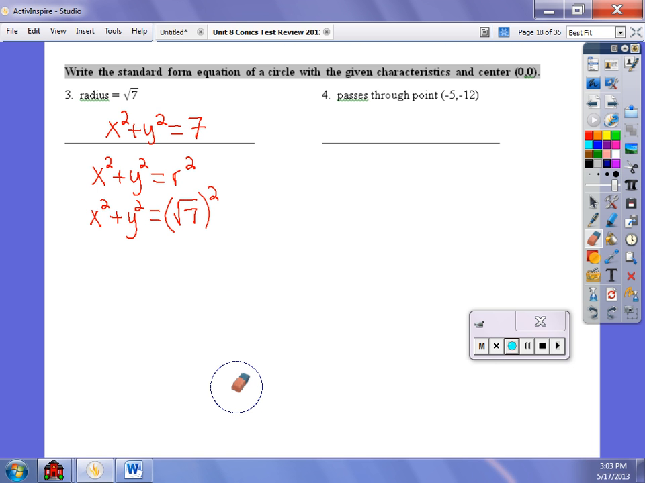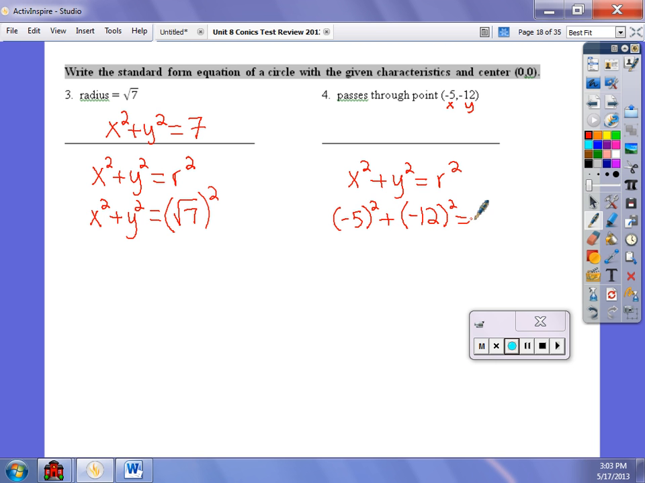The next one, when you pass through a point, that means you're going to replace each of these points for x and y into your standard form. So x is -5, make sure it's in parentheses. Y is -12, make sure that's in parentheses. Because if you don't put in parentheses, your calculator will forget to do a negative times a negative as a positive.